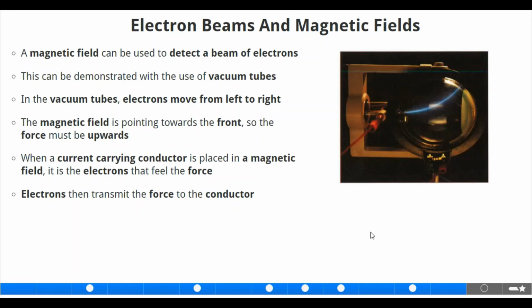Electrons then transmit the force to the conductor. As you can see in this diagram, electrons are moving from the left hand side to the right hand side with the use of the vacuum tubes, which has been photographed above here.